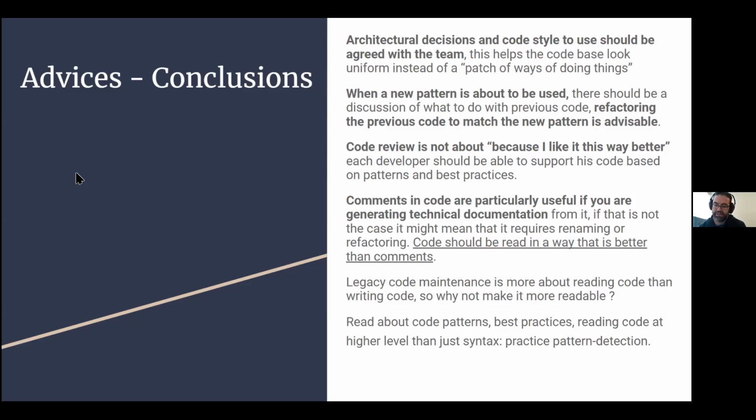What are the pieces of advice? Even many of them are for me. Read about code patterns, read about best practices. Try to read code at a higher level than just syntax, which means practicing pattern detection. Instead of just looking at what this line of code is doing, step out a little bit and see the general flow. Sometimes you compare it to other methods, like these two are pretty much doing the same thing. The only thing that changes is, I don't know, the name of the file. So why don't we have a method that does that?